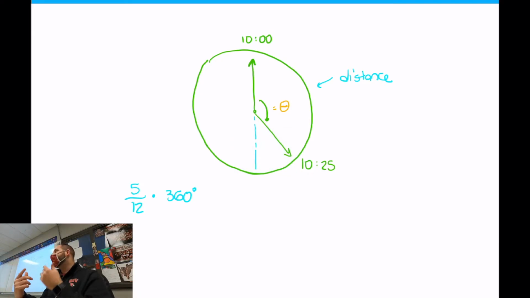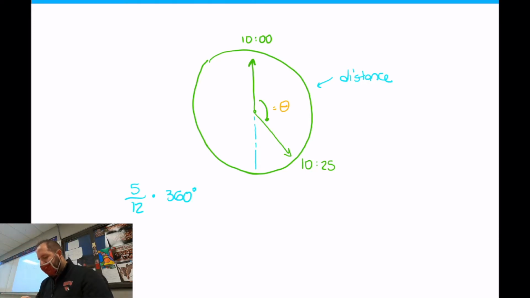If you went 12 out of 12, what is 12 divided by 12? It's 1. You take that times 360 and you get 360 degrees, right? That's a full rotation. If I did 5 out of 12, it's nearly half of 360, which is nearly 180.